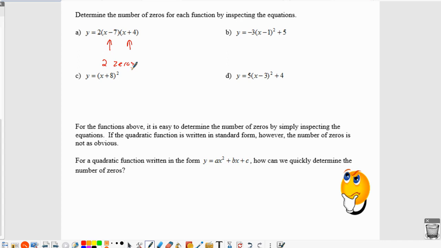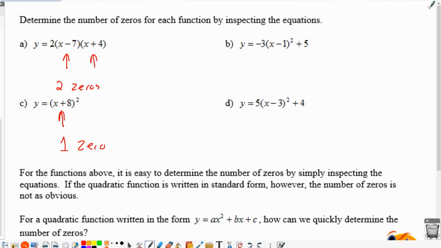We'll do C next. How many zeros does this have? How many x values are there that will make this thing equal to 0? There's only one this time. There's only one bracket, so there's only one 0 here. So this is one of those parabolas that would hit the x-axis only once. Is that better? Yeah. Okay, these two are a little mysterious, though.